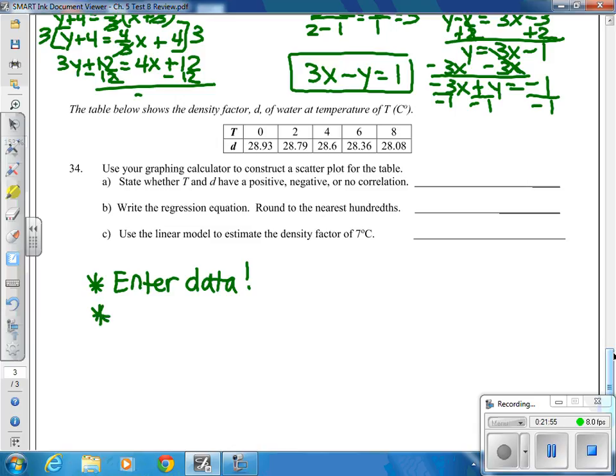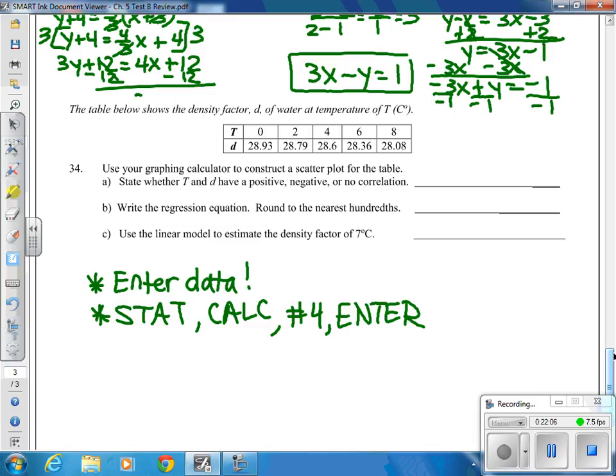The second thing you will need to do is go to those 4 buttons, Stat, Calc, number 4, and enter until you get to an equation that has values. Right? And then you need to round always to the hundredths place. Never will we round to anything shorter. Right, so for part A, it asked you to state whether it has a positive or negative or no correlation. I'm going to skip over that one because once you answer letter B, then you can go back and answer letter A very quickly. Okay, once you've gotten into your calculator and entered your data and gone to find your equation, you should come up with the equation y equals negative 0.11x plus 28.98.